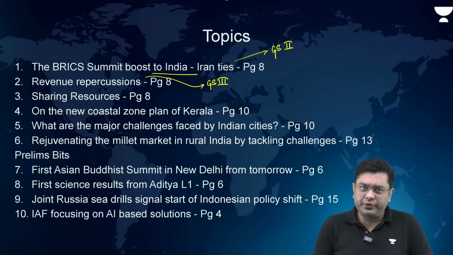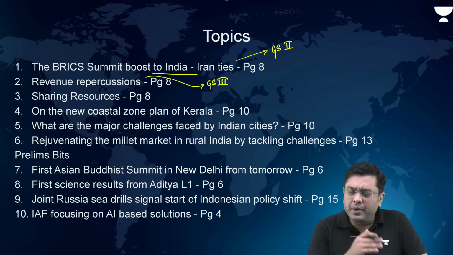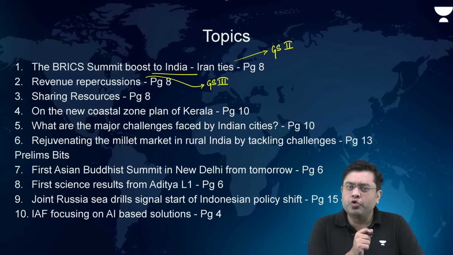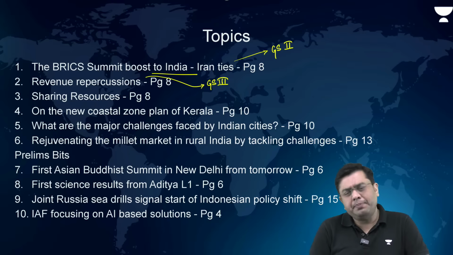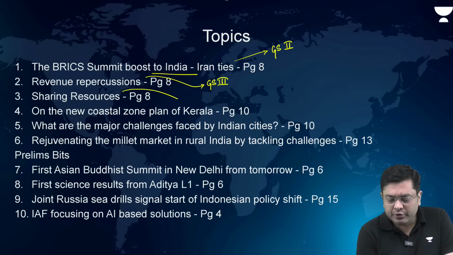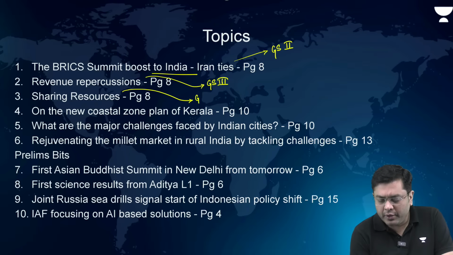Sharing of resources. This is about the problem that the fishermen face in the region of the Tamil Nadu coastline and the Sri Lankan coastline, and in the region particularly associated with Palk Bay. So what are the issues and what should be the way forward? This is again going to be relevant for your GS paper 2.